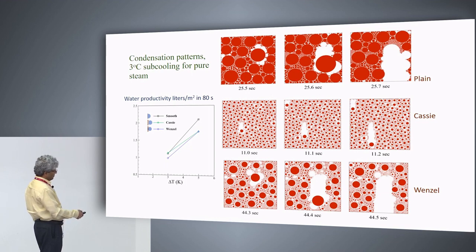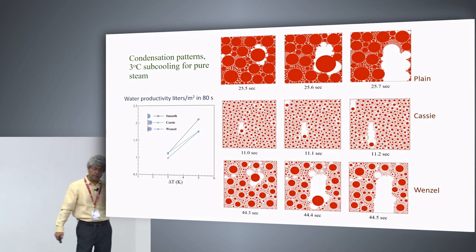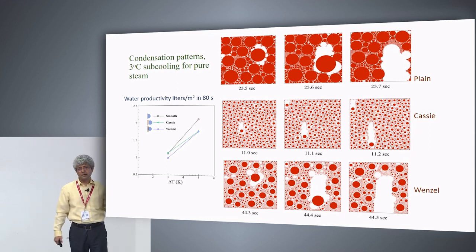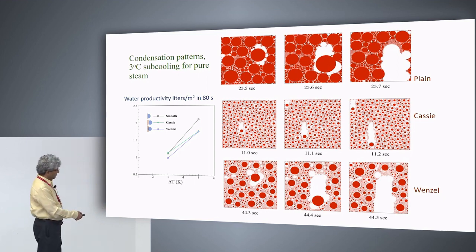So here we have compared smooth, Cassie and Wenzel for the dimensions we have chosen, and because our substrate is copper, thermal resistance does not go down, does not increase excessively. It's sort of comparable, that's where we are.